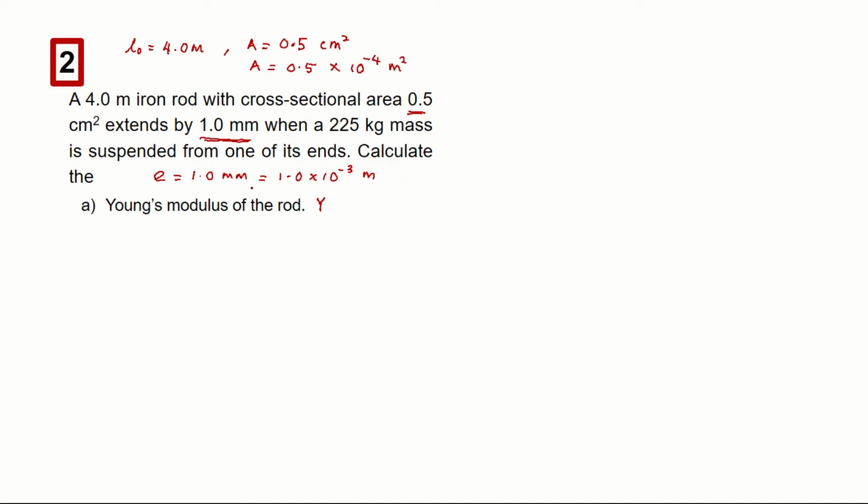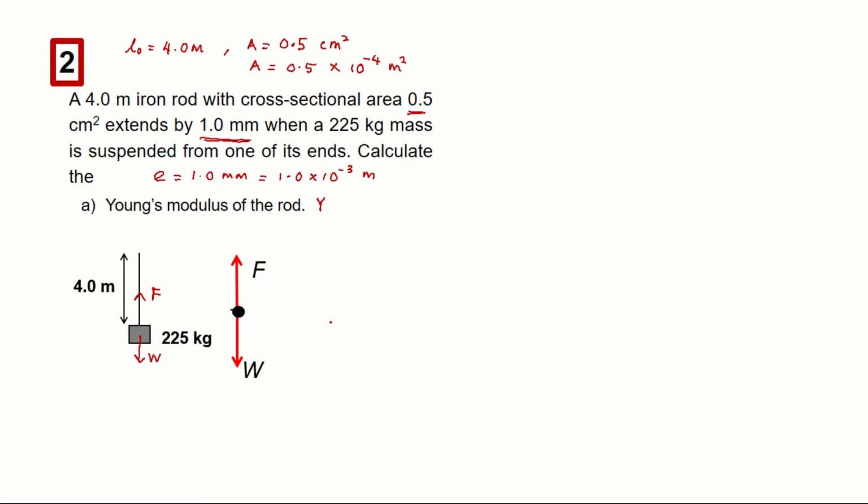From here, we can sketch a diagram. We have an iron rod, and at the end of the iron rod we have a 225 kg mass suspended. From the diagram, you can sketch the free body diagram. The weight of this object is downward and the force is upward. We can use F or T; if you want to use F, label it as force F. So F upward and weight downward. From the free body diagram, we can calculate force F.